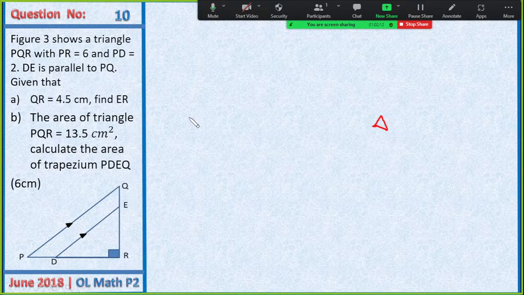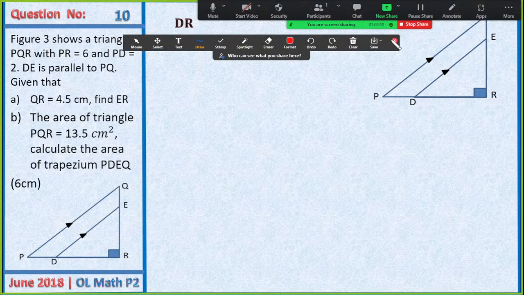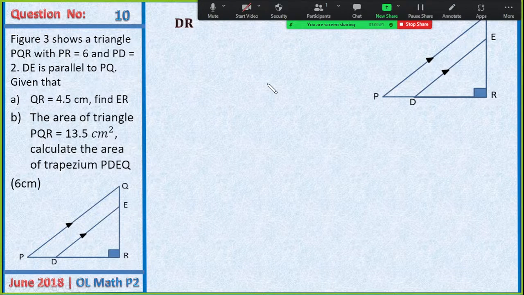So we are going to use the idea of linear scales. So we have DR from D to R. Since we know this, we have DR divided by PR, short divided by long, which should be equal to short divided by long, ER on QR, right?